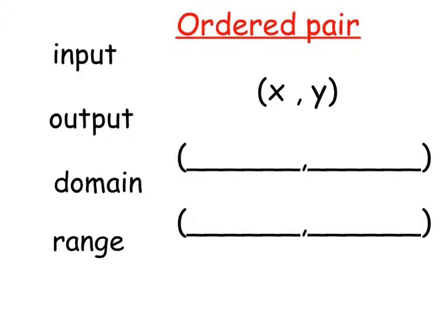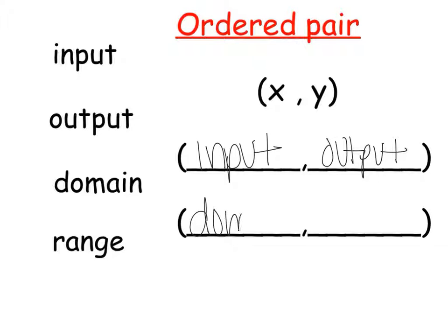So, ordered pairs, what we're familiar with. Let's relate that to these new words. An ordered pair has an x and a y. The x can be referred to as the input. The y can be referred to as the output. We said that domain describes all the x values. So another word for an x value is the domain. And the range describes all the output values. So another word for the y coordinate is range.